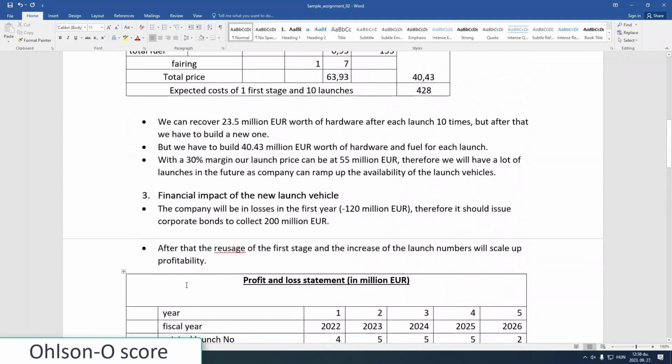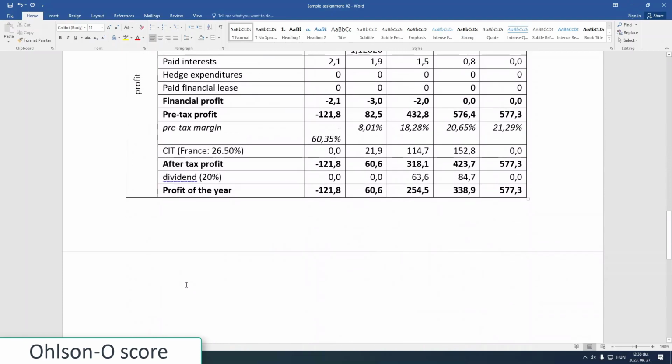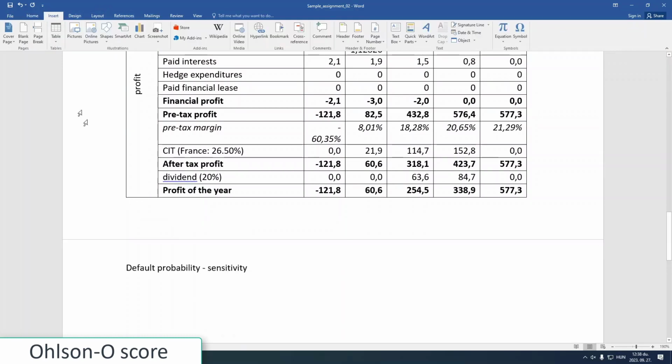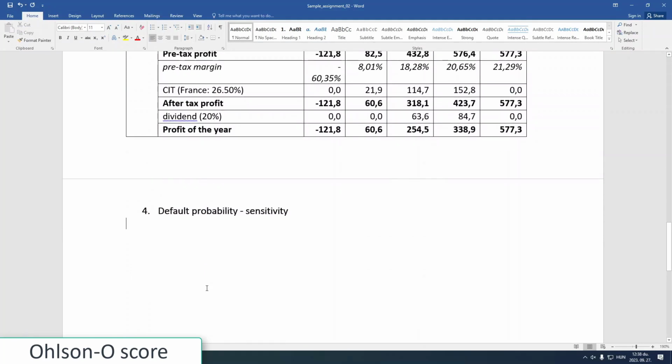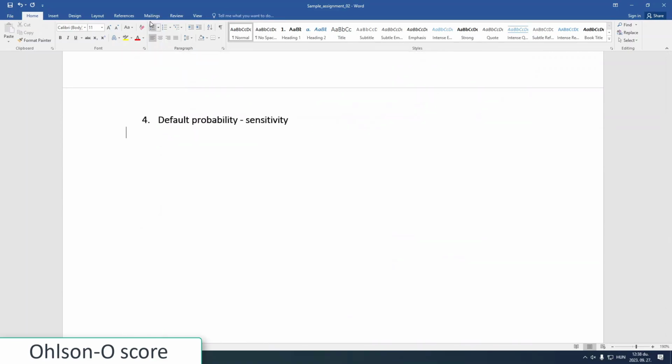Okay. For probability, maybe we should add a page break. This is heading 1. Do we use bullet points? Yes, we are using bullet points. So okay.